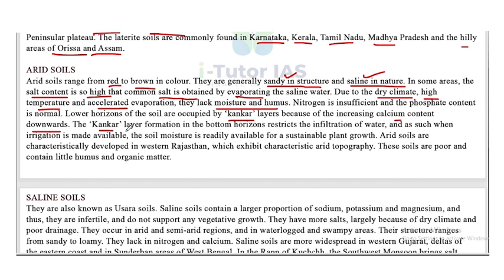So the kankar layer formation in the bottom horizon restricts the infiltration of water, and as such, when irrigation is made available, the soil moisture is readily available for sustainable plant growth. So the soil needs well maintained irrigation. Arid soils are characteristically developed in western Rajasthan, which exhibits characteristic arid topography. These soils are poor and contain little humus and organic matter.